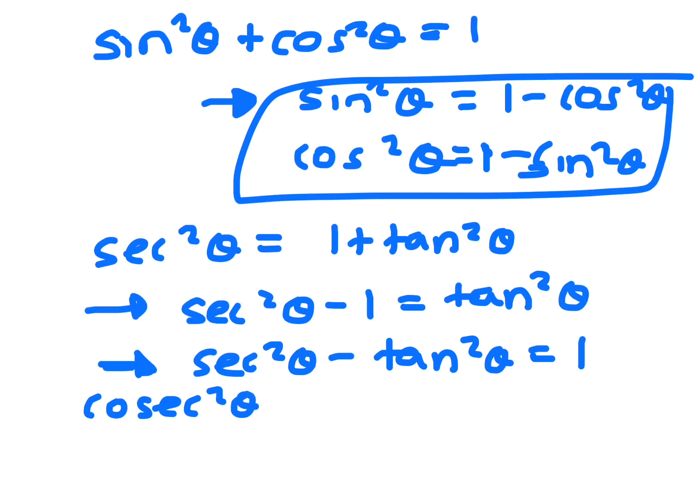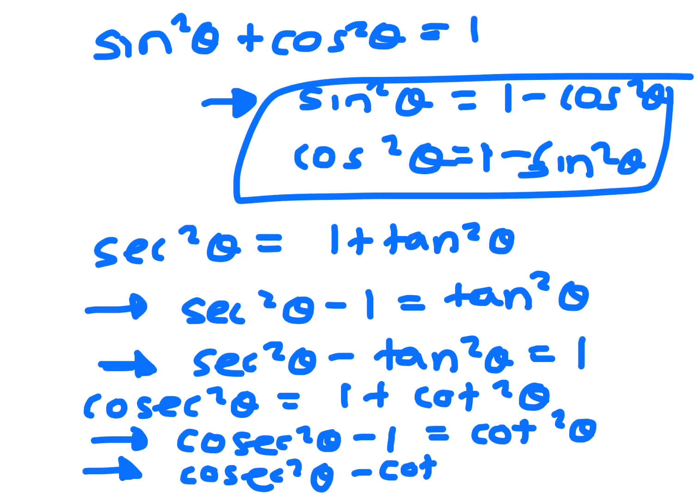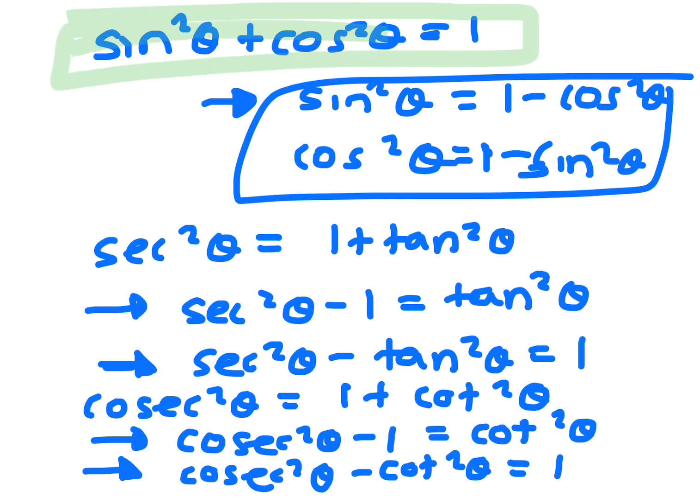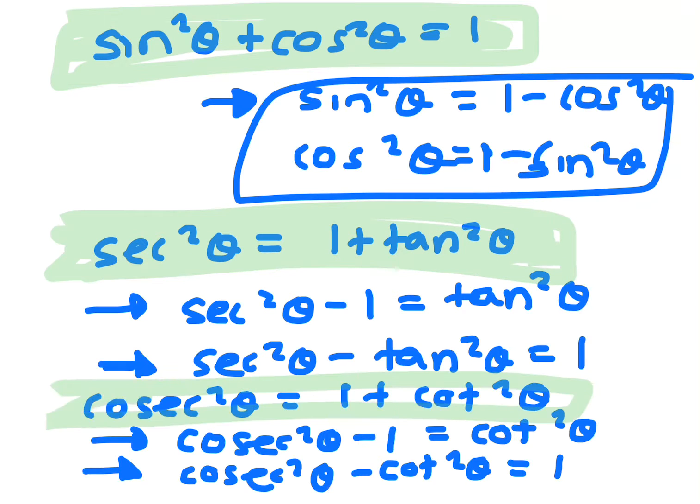And the same, you've got cosec squared theta is 1 plus cot squared theta. You can rearrange this one to get cosec squared theta minus 1 equals cot squared theta, and cosec squared theta minus cot squared theta equals 1. That's the other one as well. So you have sine squared plus cos squared is 1. These are your major ones. Sec squared is 1 plus tan squared. And cosec squared is 1 plus cot squared.